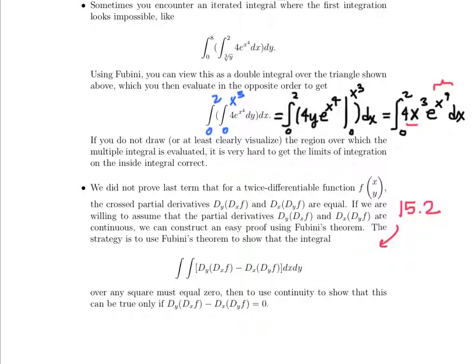And the way it's going to go is we're going to start off by showing that the integral of the difference of the mixed partials over any square must be equal to 0. Once we've demonstrated that the integral of the difference is equal to 0, we're then going to use continuity: if this integral is equal to 0, that will only happen if this function itself is equal to 0. Which means that if their difference is equal to 0, that means that they're equal. Hence, the mixed partials are equal. So keep an eye out for that this week.